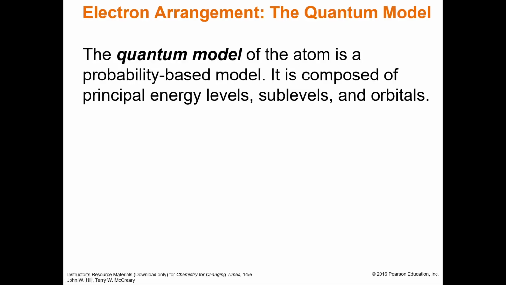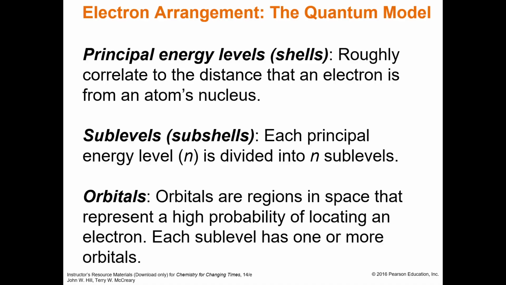Now the quantum model of the atom is a probability-based model. It is composed of principal energy levels, sublevels, and orbitals. So the principal energy levels, these are the shells, these are the energy levels I mentioned before. These are roughly going to correlate to the distance that an electron is from your atom's nucleus. So again, it's best if you think of your atoms as little tiny Earths, okay? And each of the energy levels would be like the levels in a building.